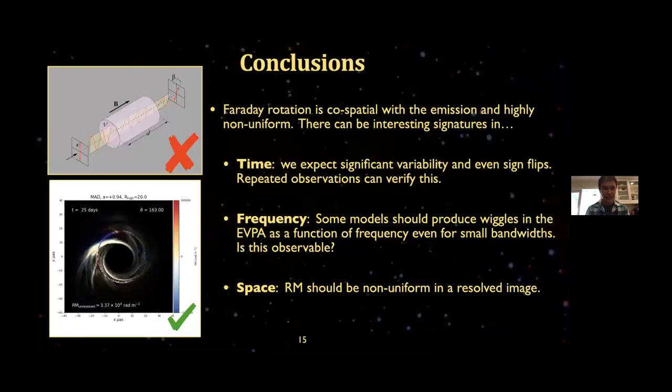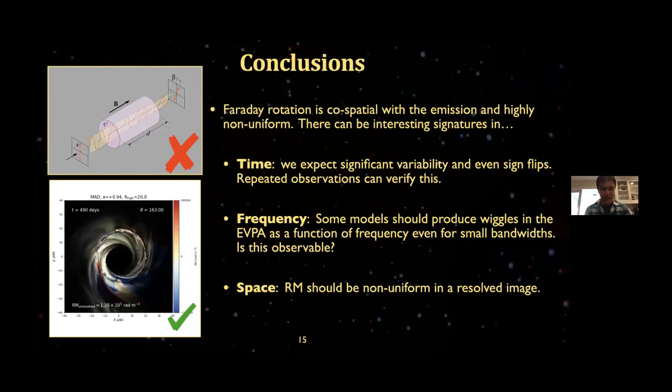All right, so I'll leave you with that. In conclusion, the Faraday rotation is co-spatial with the emission and non-uniform, and the simple picture of a point source behind a single Faraday rotator is too simplistic. That may mean that RM may not be able to straightforwardly give you an estimate of the accretion rate, but there is probably a lot of other information packed in there. And there could be interesting signatures in these three different dimensions.